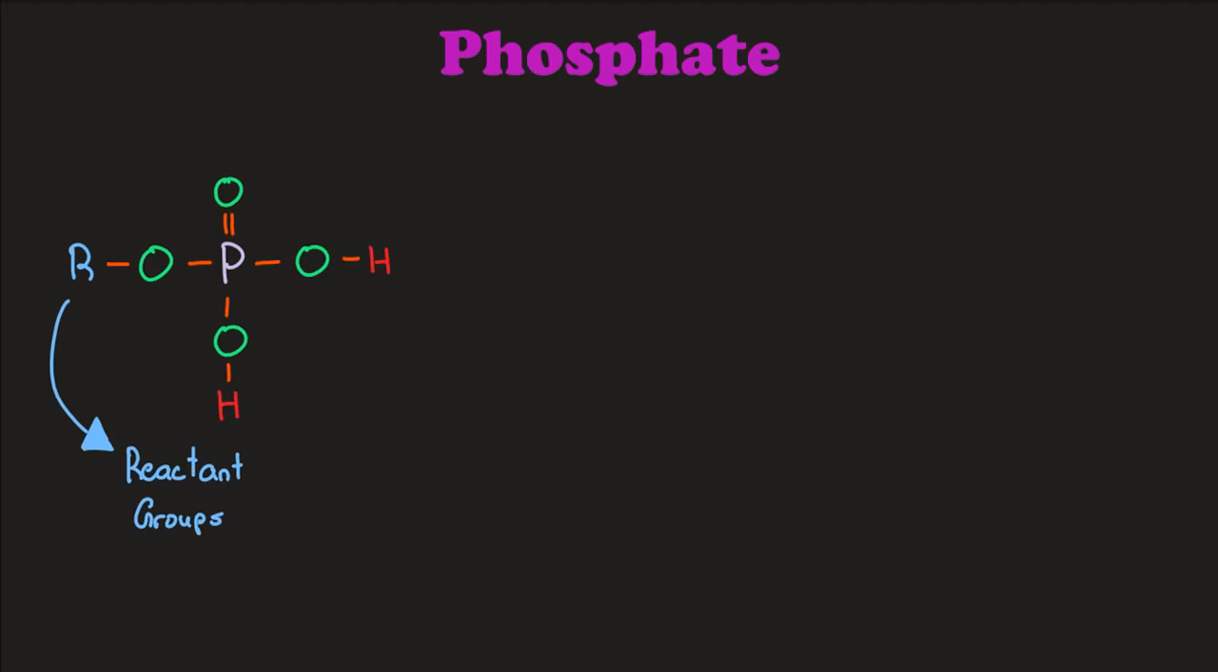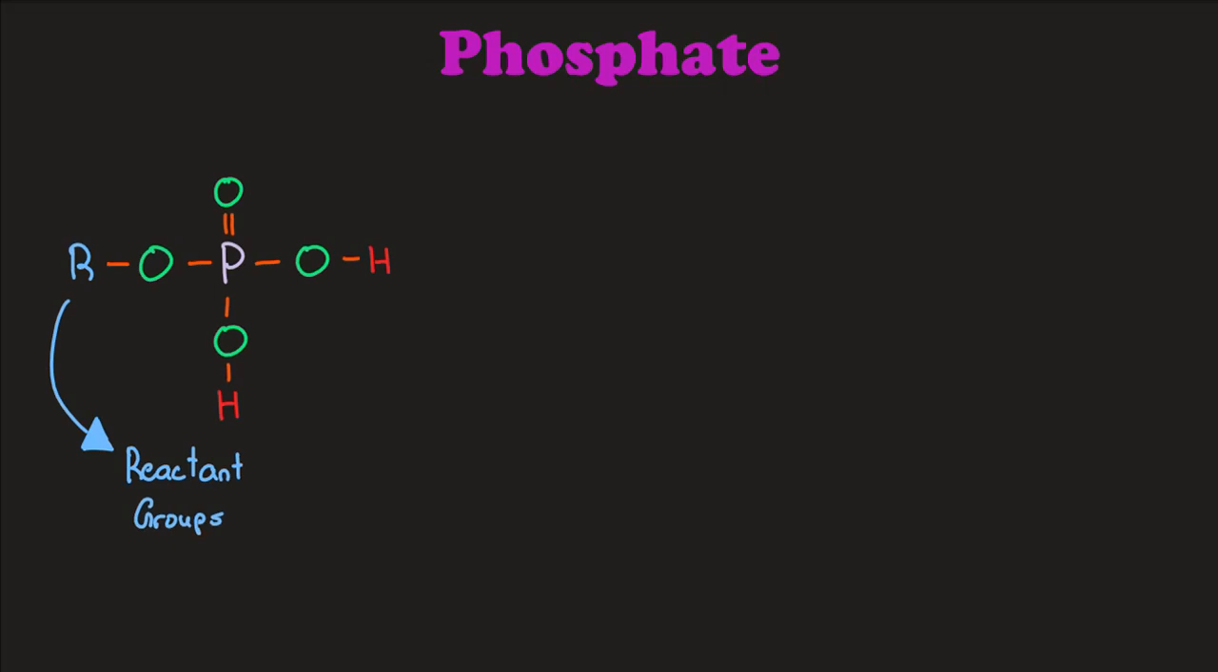It consists of a phosphorus being the central atom, which is double bonded to an oxygen atom, single bonded to another oxygen atom which is bonded to a hydrogen atom, single bonded to another oxygen atom which is also bonded to a hydrogen atom, and finally, single bonded to an oxygen atom which is bonded to the reactant group.